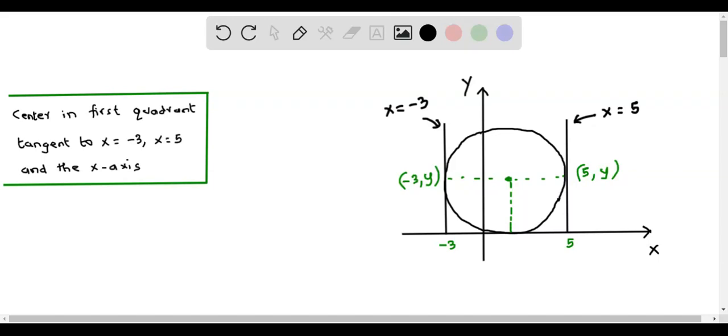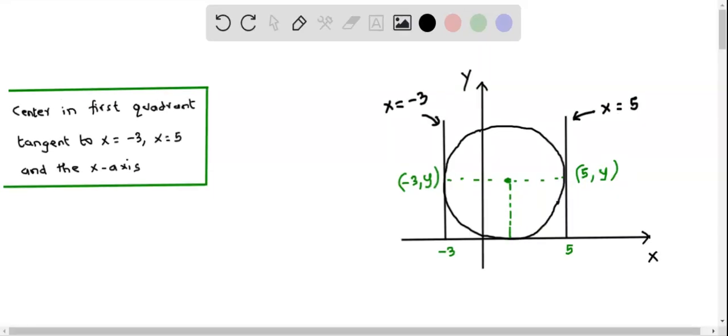We now write an equation of the circle which satisfies these conditions. That is, the center of the circle should be in the first quadrant, and this circle should be tangent to the lines x equals negative 3, x equals 5, and the x-axis.